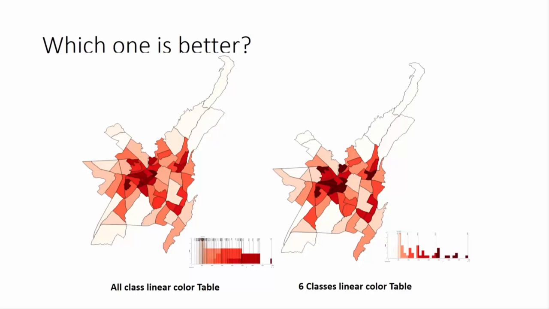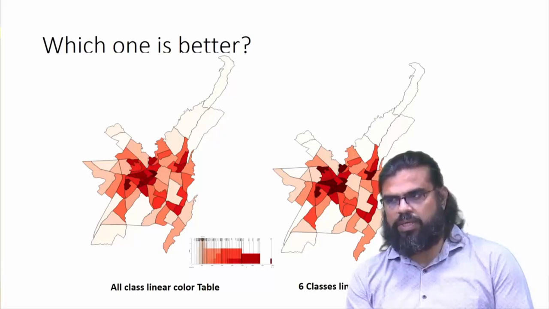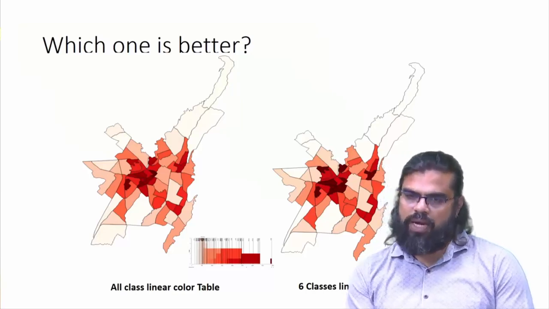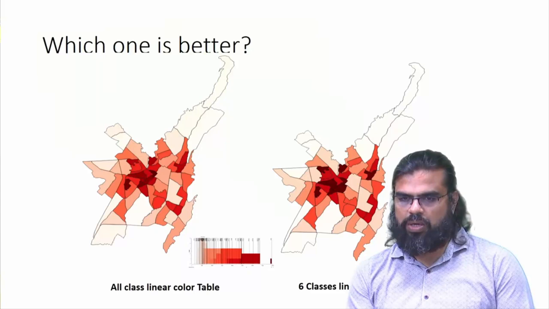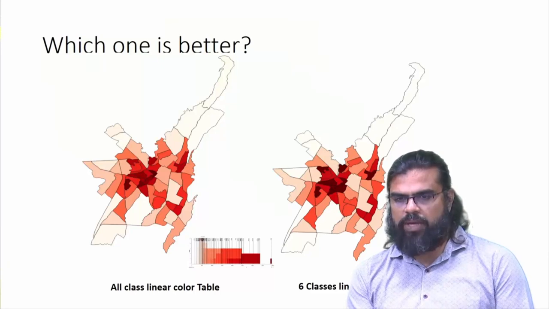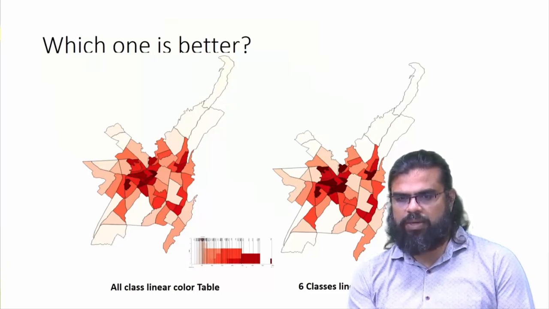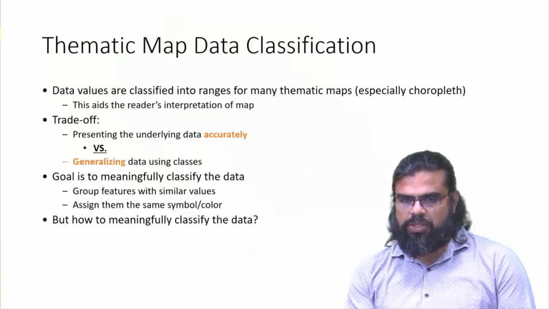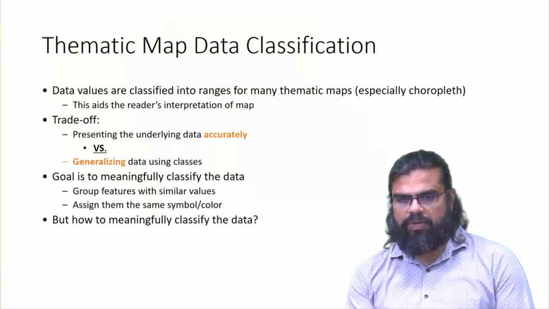So there's a sentence which says all the values of similar type. What is the meaning of similarity? We'll look into a few ways of representing similarity, and this similarity basically helps us create classes. There might be multiple ways of defining those similarities, and based on that the groups or classes can be created, and then we can represent the information. This process is called thematic map data classification.